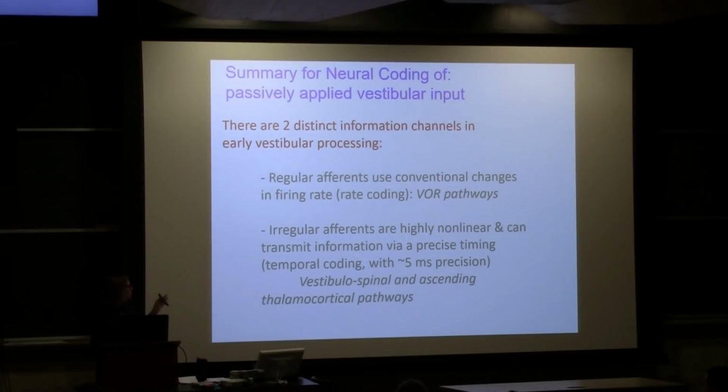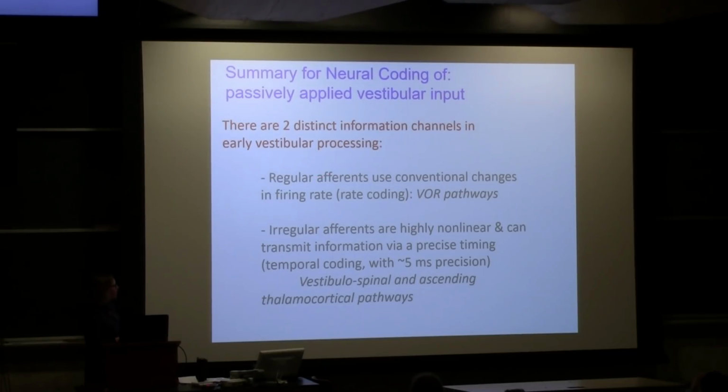Okay, so just in summary, what I've told you, I think I've said this a couple times now, so I'll go through this quickly. Regular afferents use conventional changes in firing rate or rate coding, and that's probably important for VOR pathways. So if somebody went and looked at the PVP neurons, the position vestibular pause neurons that are the direct neuron in that 3-neuron arc that generates the VOR, afferent, central neuron, muscle, motor neuron that moves the eye muscles, they may look more like the regular afferents, to be determined.